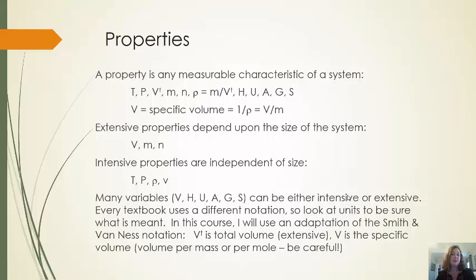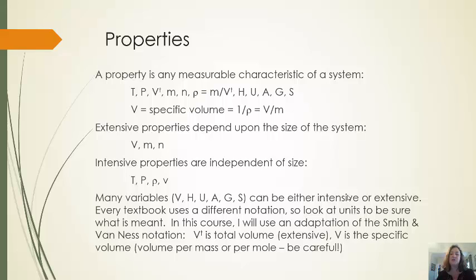Extensive properties depend on the extent of the system or the size of the system. So total volume, mass, and N, the number of moles, are going to depend on the size of the system. So that should be the V with the T on it. Intensive properties are the ones that are independent of size. Temperature, pressure, density, specific volume. Okay, all these variables like energy variables, entropy variables, volume variables, they actually can be either intensive or extensive.